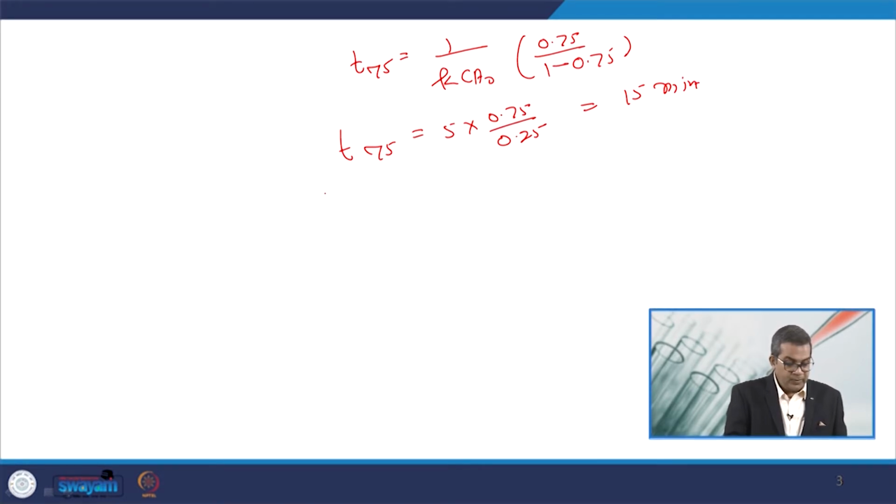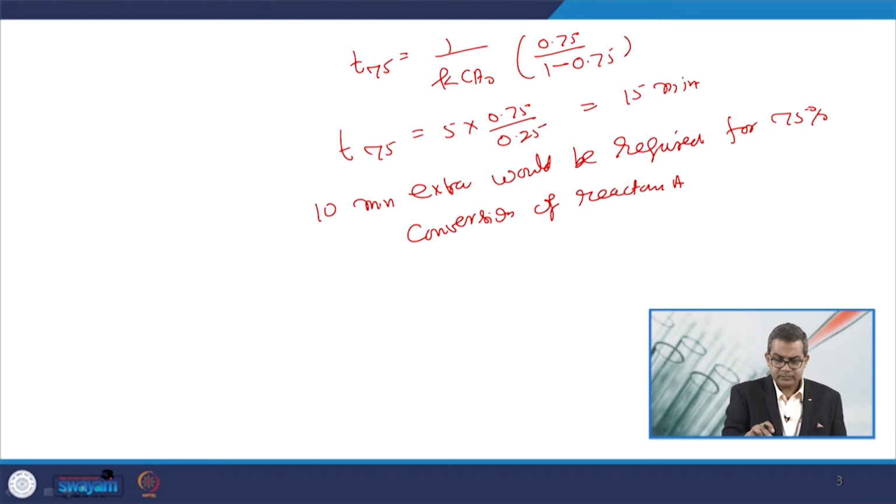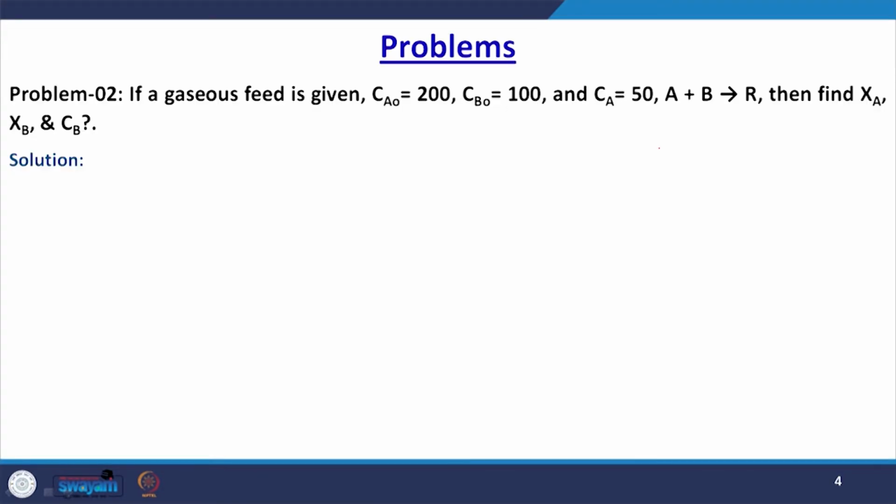So here 10 minutes extra would be required for 75% conversion of reactant A. So this is the answer. Now let us take the second problem.